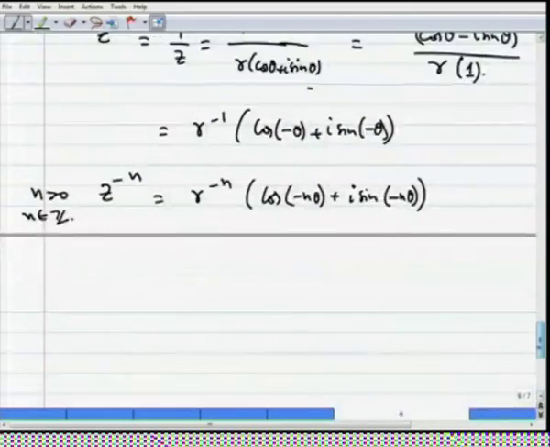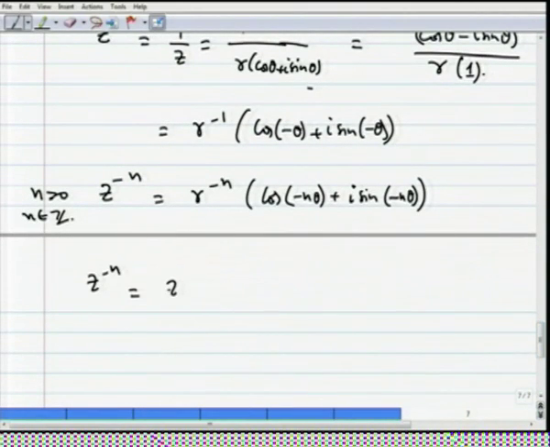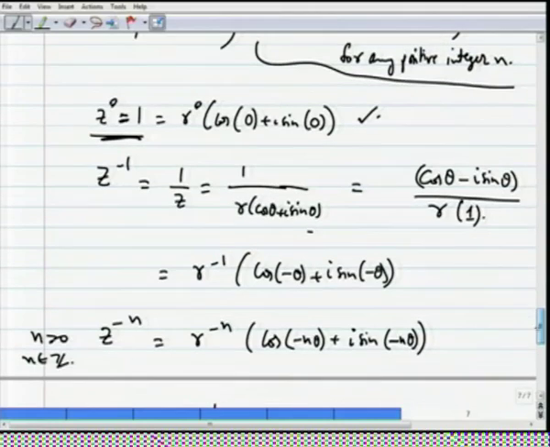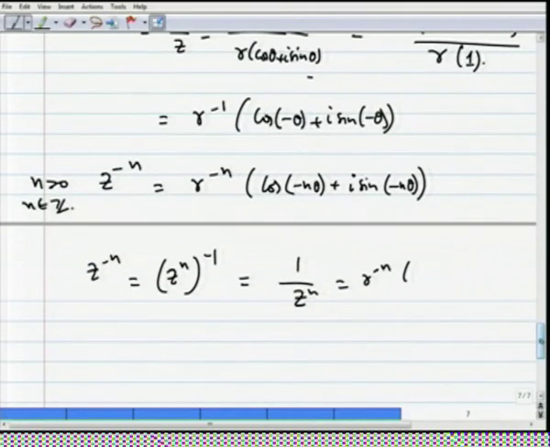Okay. So, z^(-n) is (z^n)^(-1). And then by using the laws of exponents, which will work, this is equal to 1 by z^n, etcetera. So, this gives you r^(-n). I mean, if you do what we have done already here, you have to use the fact that z^n is r^n cosine nθ plus i sin nθ.